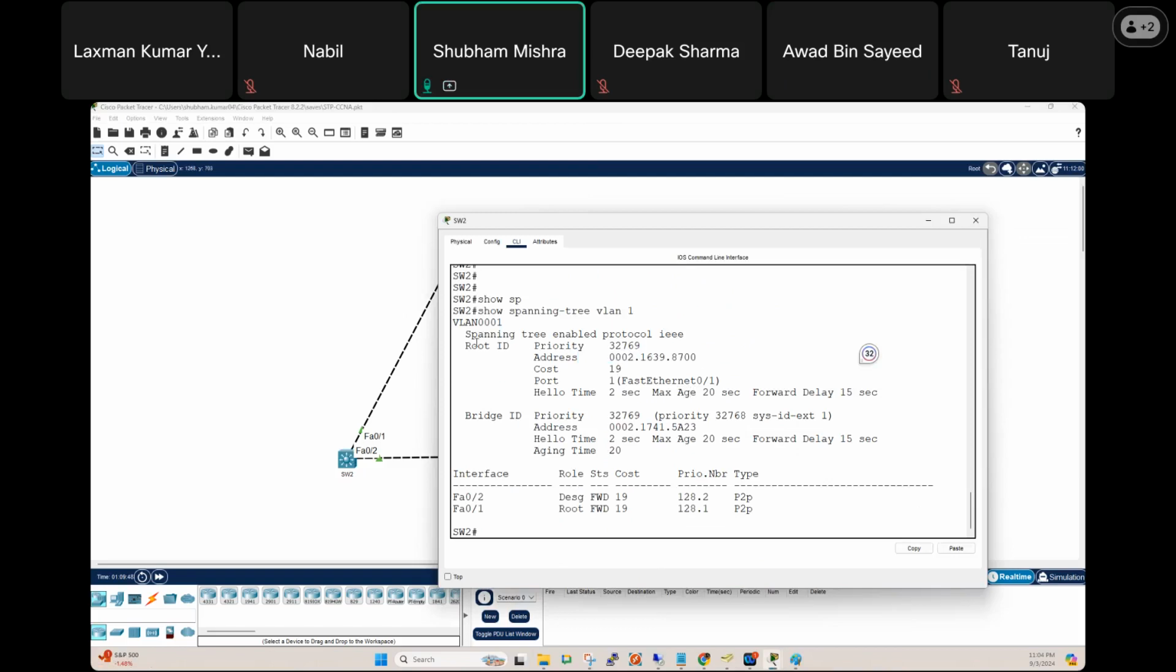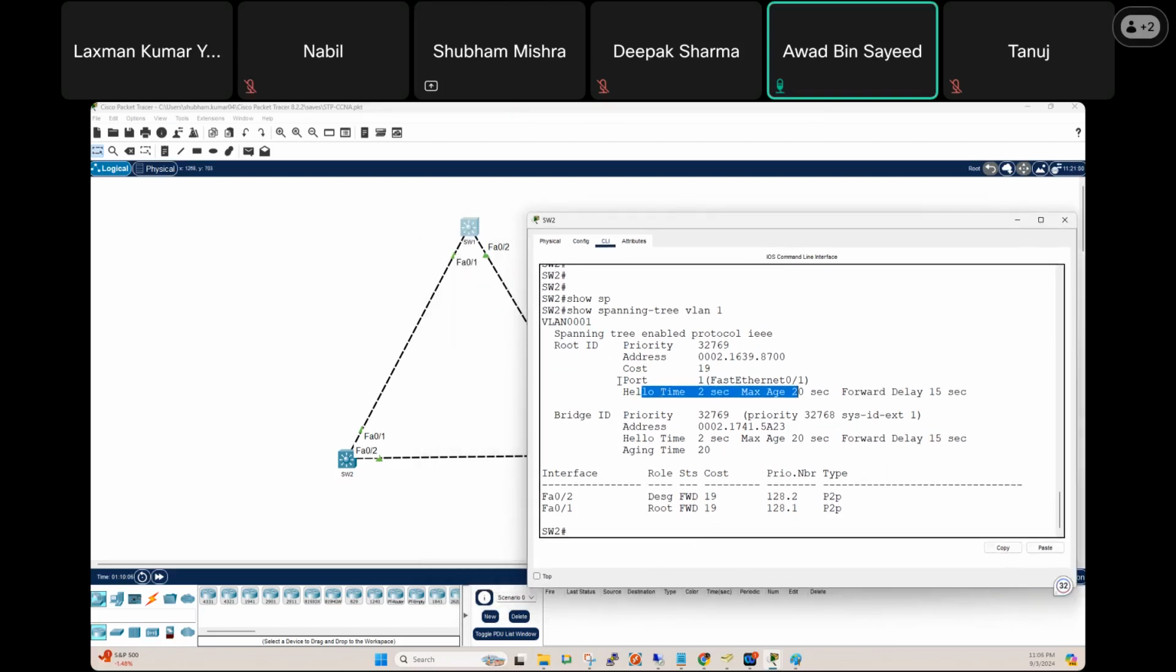It means here you get the information about the root bridge. Cost is 19. Port number is 0/1. And this is the hello time. Here the port is FastEthernet 0/1. Why? Because switch number 2 can reach the root bridge either by FastEthernet 0/1 or by FastEthernet 0/2.